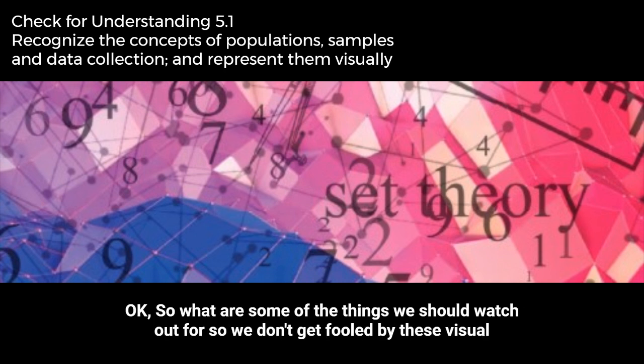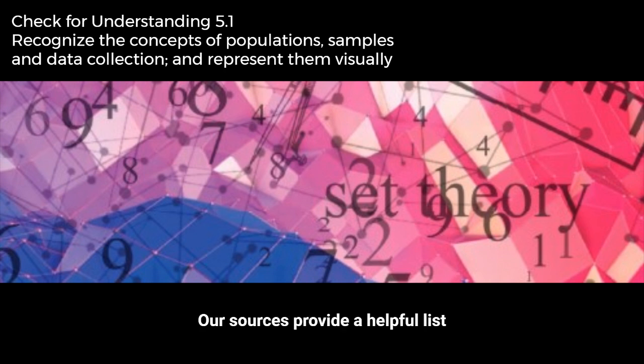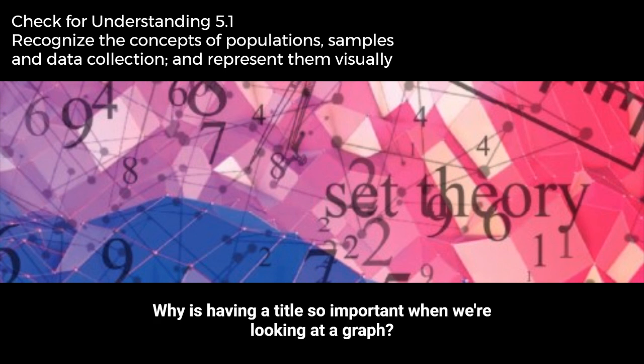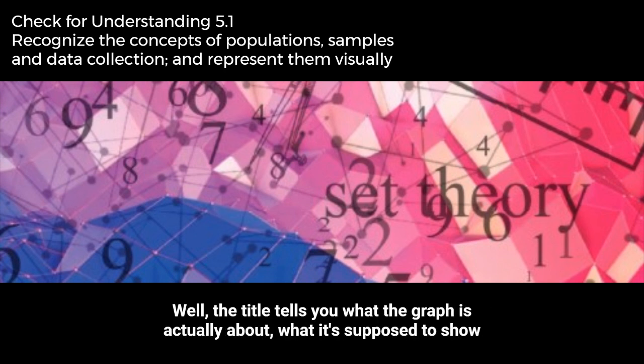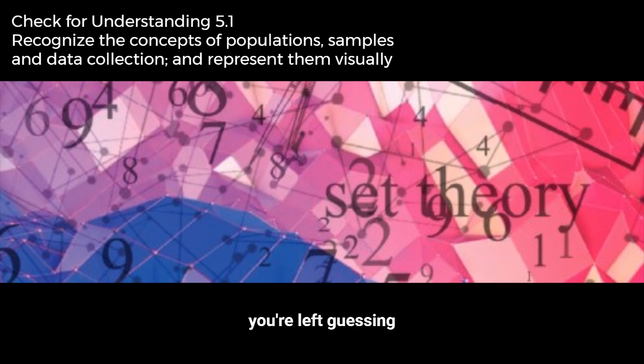Okay, so what are some of the things we should watch out for so we don't get fooled by these visual tricks? Our sources provide a helpful list. Yeah, let's go through some of them. Okay, first up, lack of a clear title. Why is having a title so important when we're looking at a graph? Well, the title tells you what the graph is actually about, what it's supposed to show. Without a title, you're left guessing. Okay, so it gives us context. Right. And without context, it's easy to be misled.